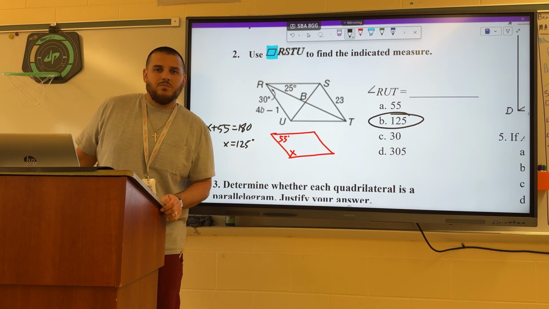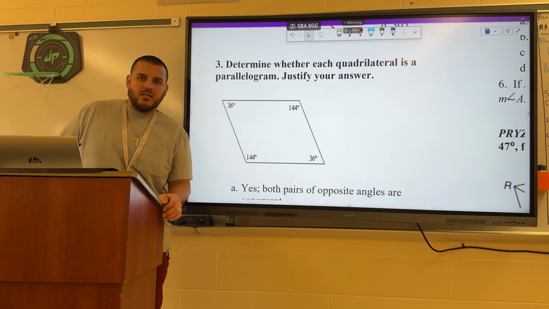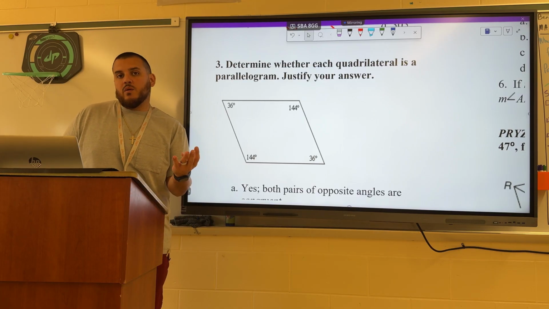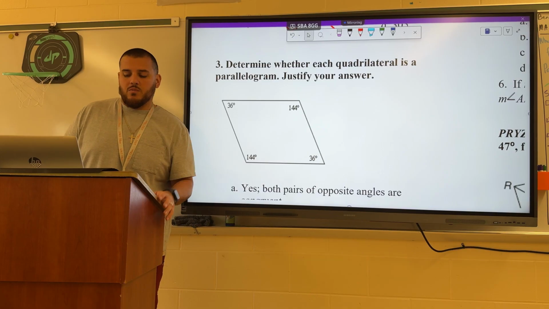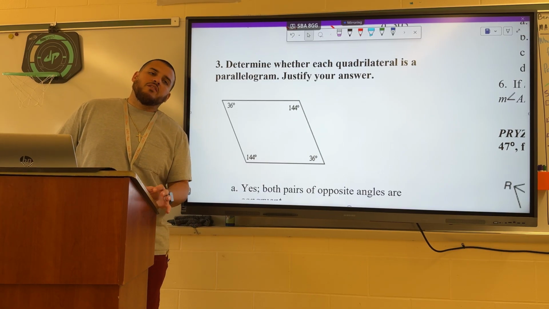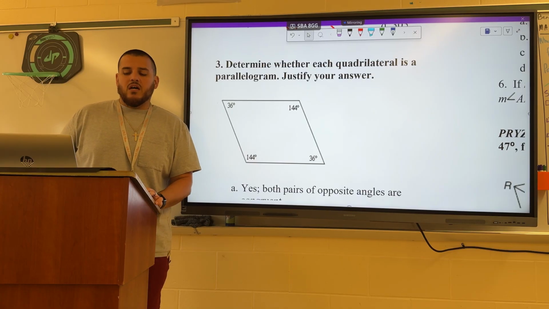Example 3 is asking us to prove that this figure is a parallelogram. It says determine if it's a parallelogram, justify our answer, which is just proving whether it is one or not one. It's giving an explanation for why. And this is a little different than just knowing the properties of a parallelogram. This is actually using the converse of properties.